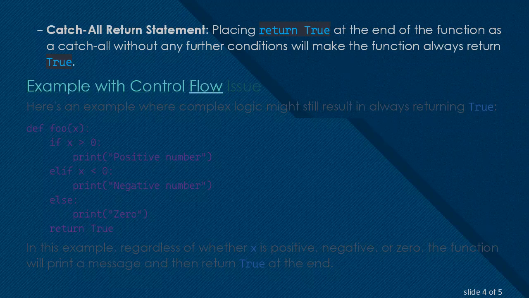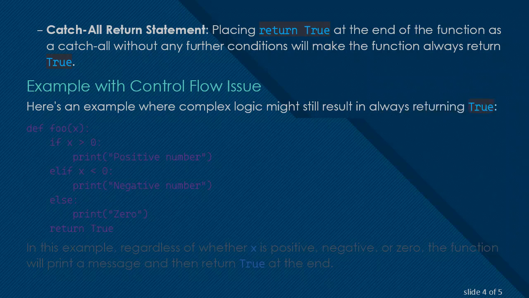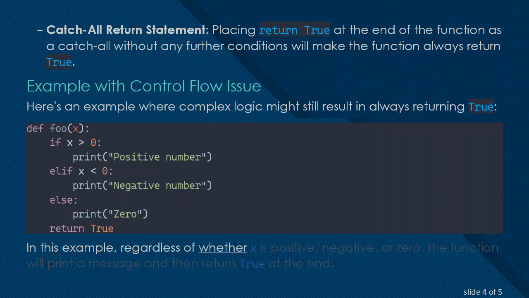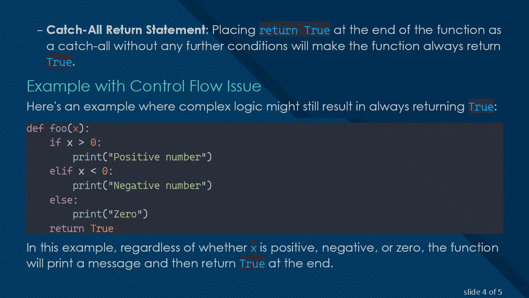Example with control flow issue. Here's an example where complex logic might still result in always returning true. In this example, regardless of whether x is positive, negative, or 0, the function will print a message and then return true at the end.